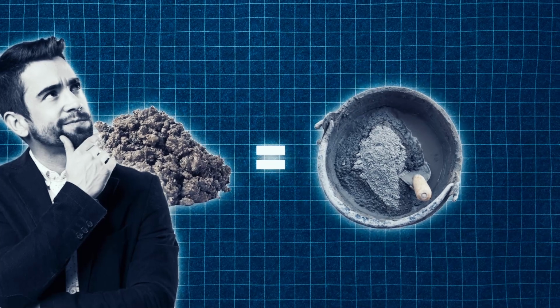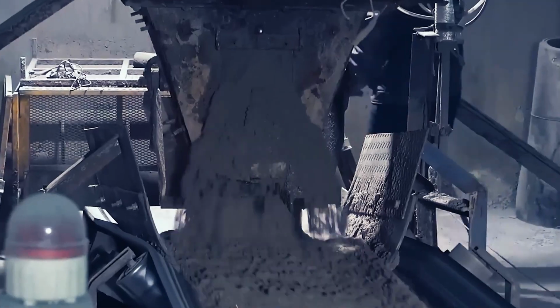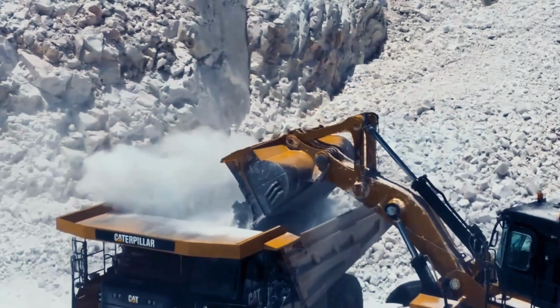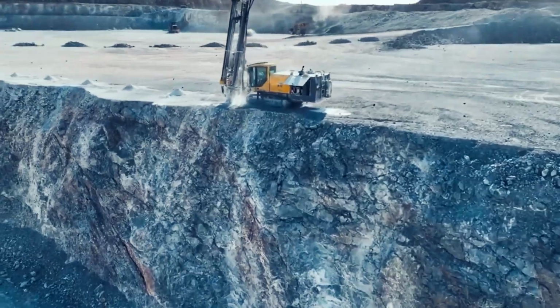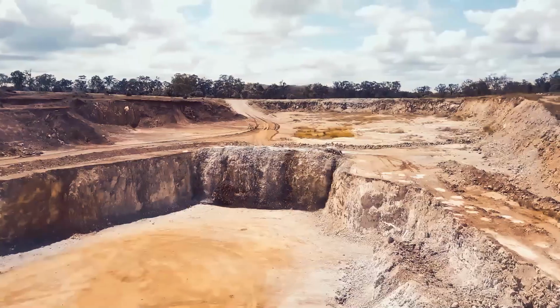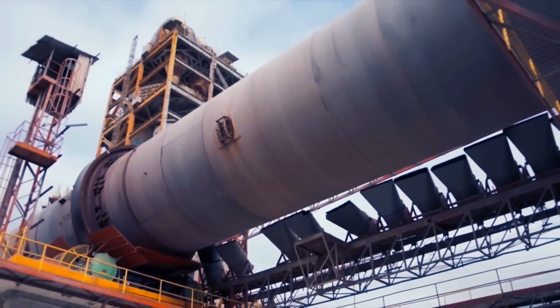Cement and concrete may seem similar, but they're actually different. Cement is a key ingredient in making concrete, along with water and aggregate. The process of making cement is made up of several steps, starting with getting the raw materials and ending with packing and shipping the cement. Even though each company has its own way of doing things, here are some general steps for making cement.